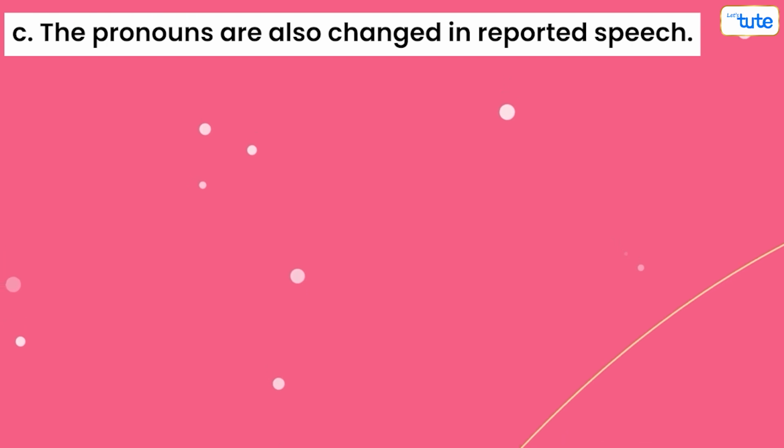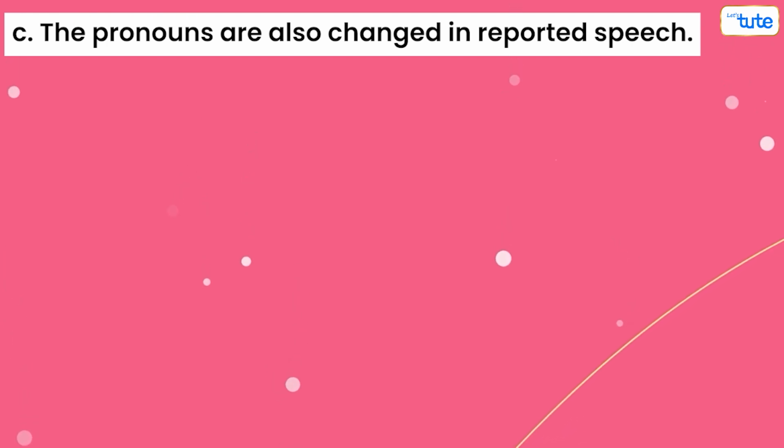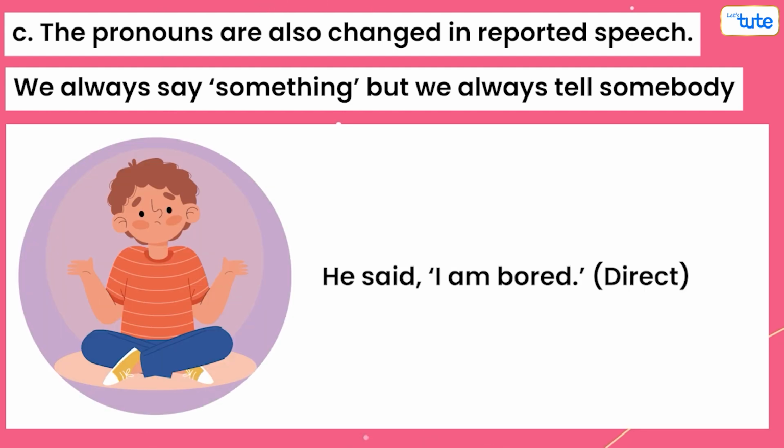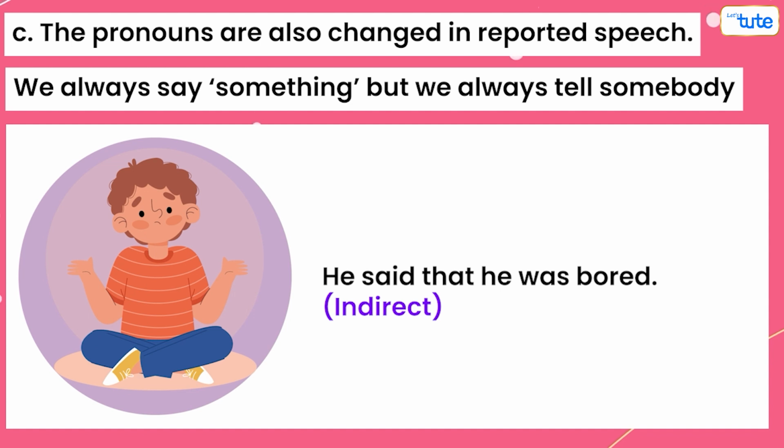Next rule, the pronouns are also changed in reported speech. Pronouns of the first person are changed as below. Example, he said, "I am bored," which is in direct speech. When it is indirect, he said that he was bored.